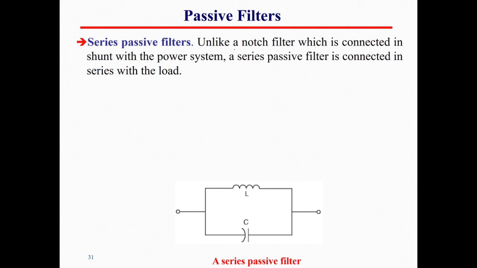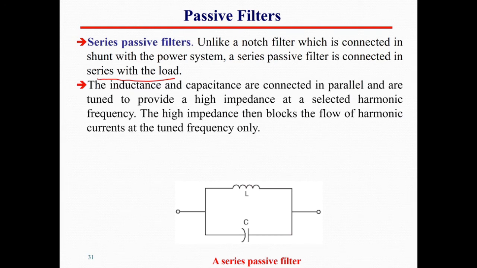Unlike a notch filter, which is connected in shunt or in parallel with the system, a series filter is connected in series with the system, with the load. The inductance and the capacitance are connected in parallel and are tuned to provide a high impedance at selected harmonic frequency.